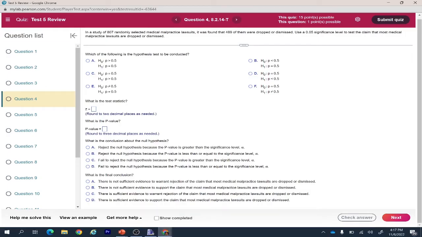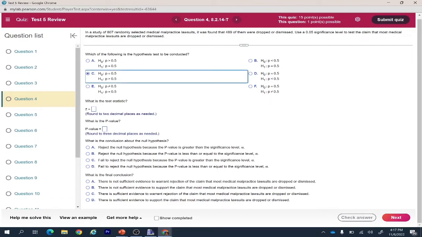In a study of 807 randomly selected medical malpractice lawsuits, it was found that 489 of them were dropped or dismissed. As you can see here, 489 is greater than half of the 807, so more than half were dropped or dismissed. That's coming from the sample. Now, use a 0.05 significance level to test the claim that most medical malpractice lawsuits are dropped or dismissed. Our null hypothesis would be that the proportion is equal to 0.5, and the alternative hypothesis is that the proportion is greater than 0.5.